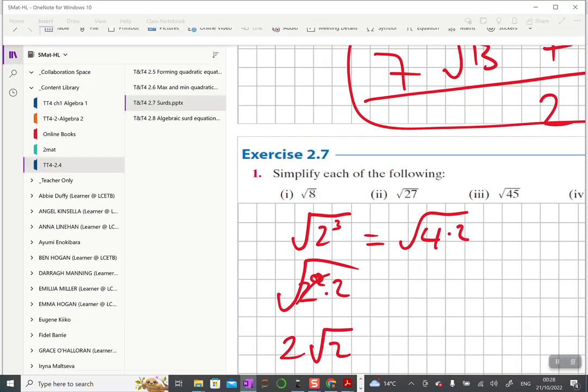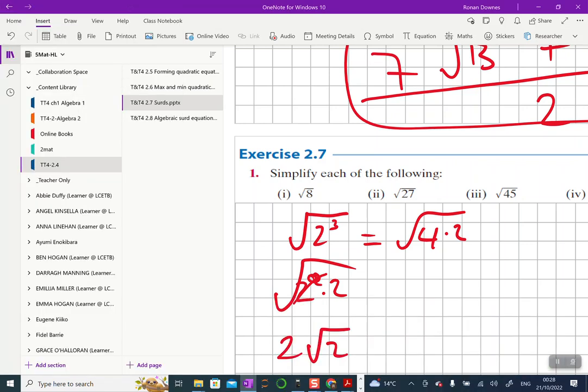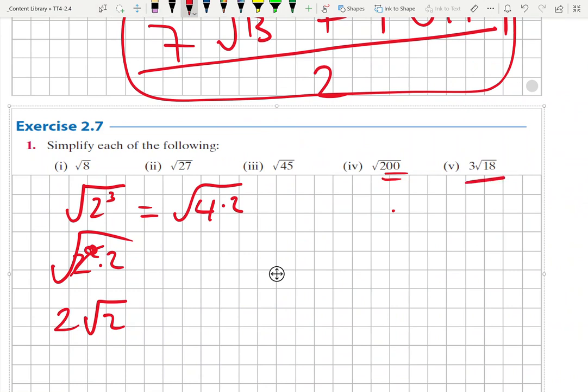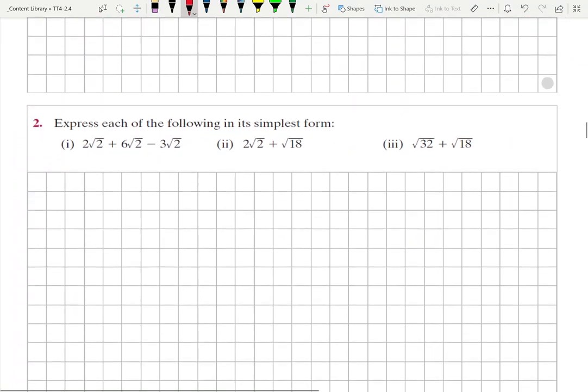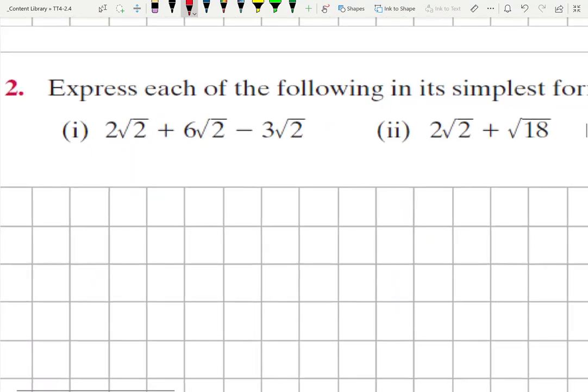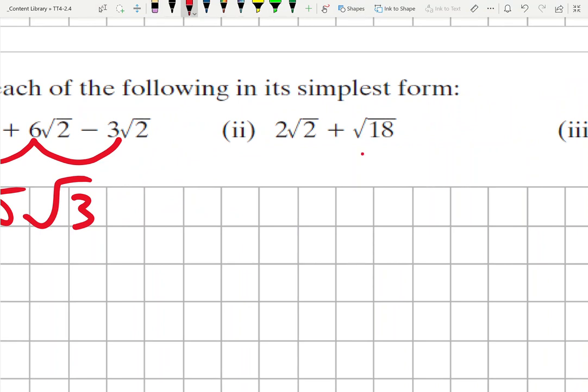Look, reality is you're not going to have to do a whole lot of these in the exam. They just don't come up, and if they did come up, you'd be using your calculator anyway. You just do that. It tells you it's 20 root 5. Okay, there is inside there 3 squared 2, so it's 9 root 2. Two and 6 is 8, take 3 is 5 root 3. This is 3 root 2.